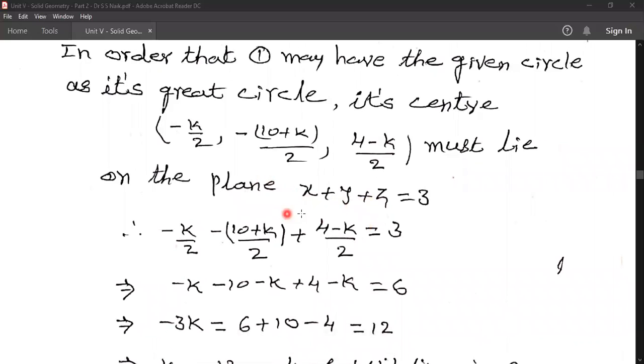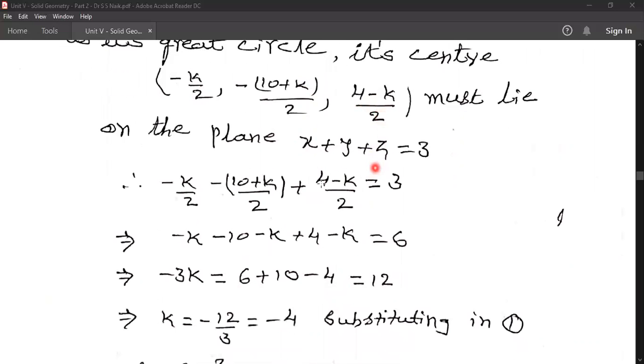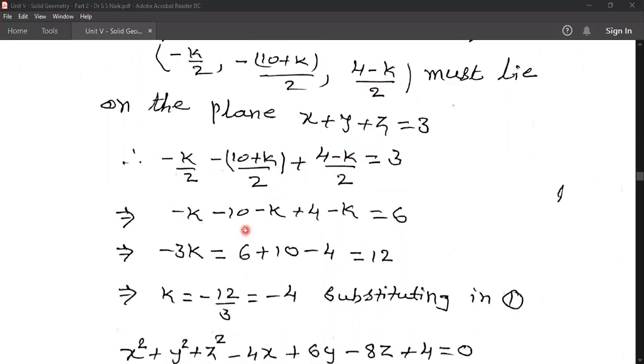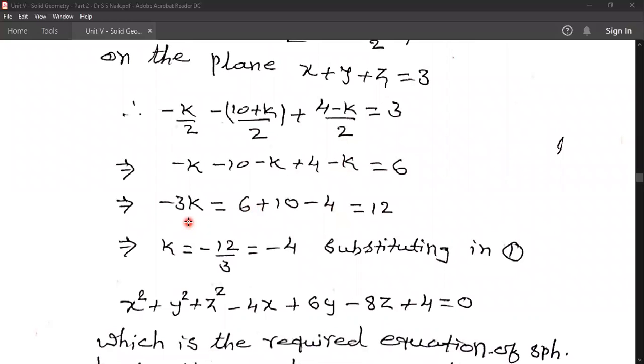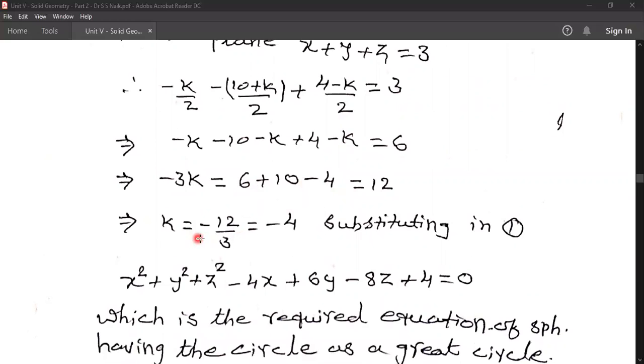That means replace x, y, z by minus k by 2, minus (2 plus k) by 2, and (4 minus k) by 2. So you just go on simplifying this equation, you get minus k by 2 minus (2 plus k) by 2 plus (4 minus k) by 2 equal to 3. That implies minus k minus 2 minus k plus 4 minus k equal to 6. This 2 will go on this side, that becomes 6. Then just go on again simplifying, you get minus 3k is equal to 12, implying thereby k is equal to minus 4.